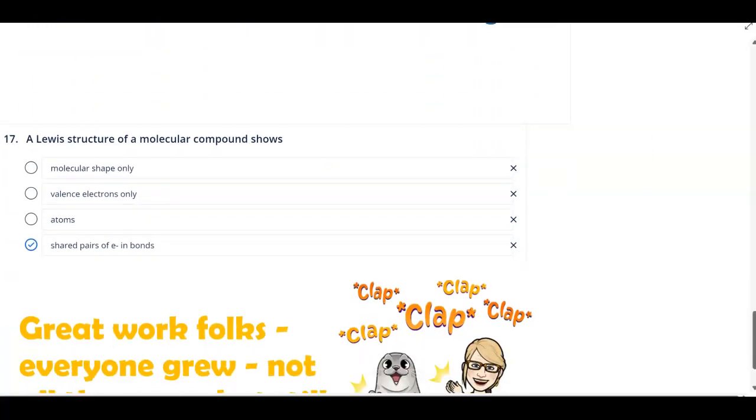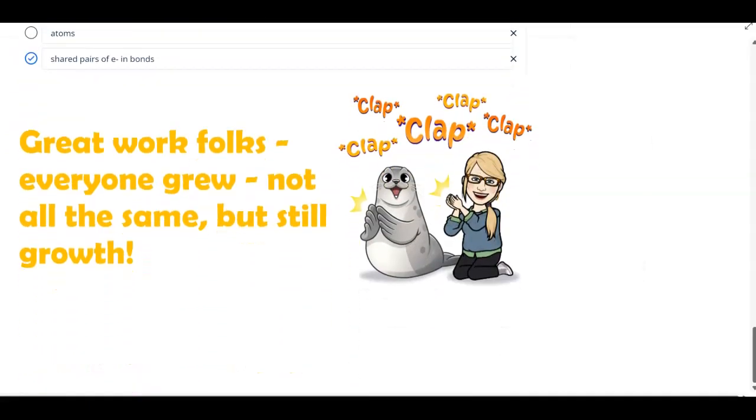And 17, that's the one the majority of the people missed. You said valence electrons only. That's not true. Yes, a Lewis structure of an atom does show only valence electrons, but this says molecular compounds. This shows shared pairs of electrons in bonds. That's the point of drawing your Lewis structure. And then we found the flaw in a two-dimensional Lewis structure, and we translate it to the three-dimensional molecular geometry that you learned about.